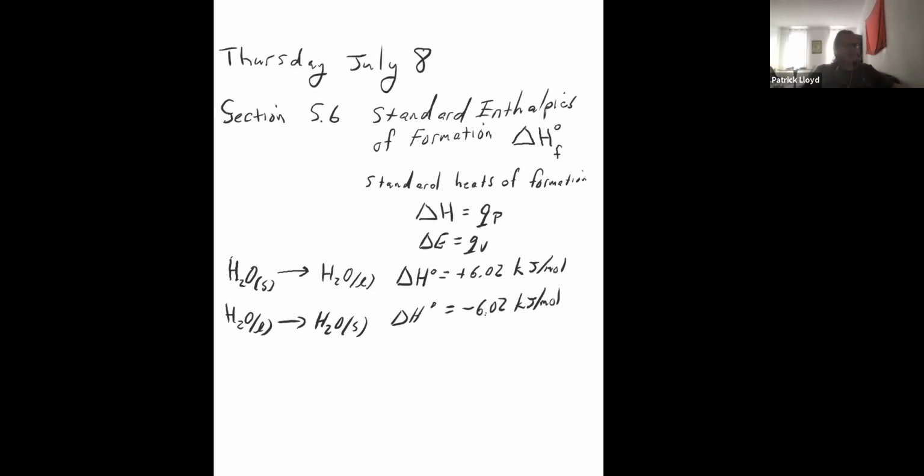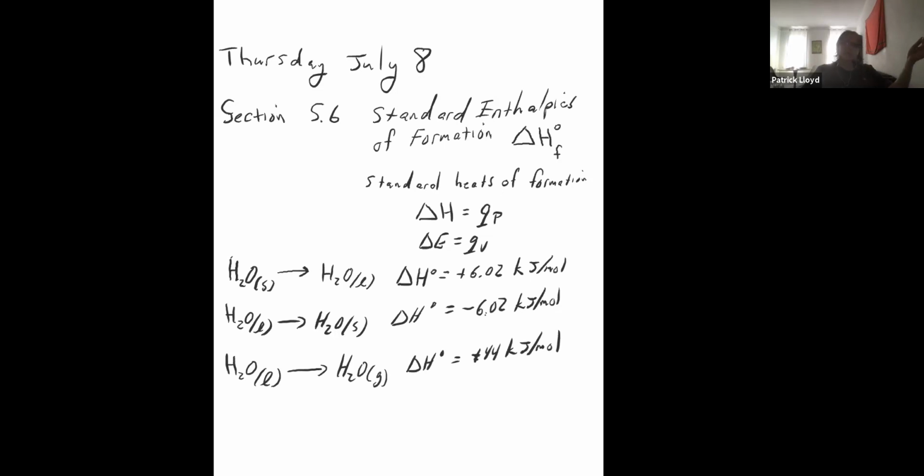So endothermic, exothermic, right? Same thing for water, for boiling. So it turns out if you take liquid water and you raise the temperature to 100 degrees C and the atmospheric pressure is 1 atm, you can vaporize it, you can boil it, right? Boiling water. And so delta H for this is, I want to say it's 44 kilojoules per mole.